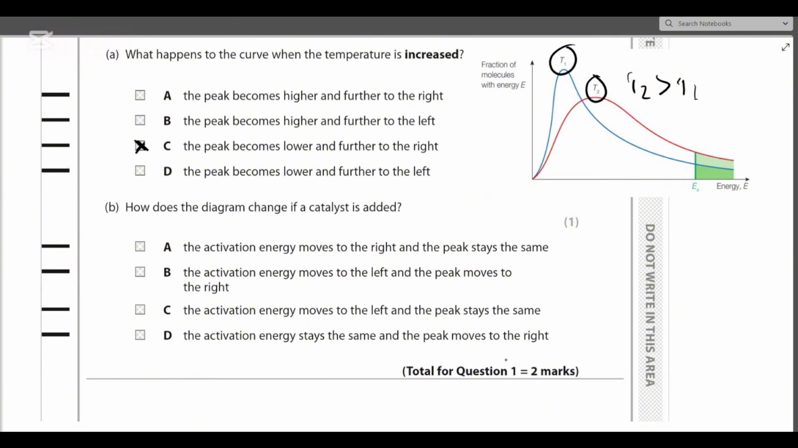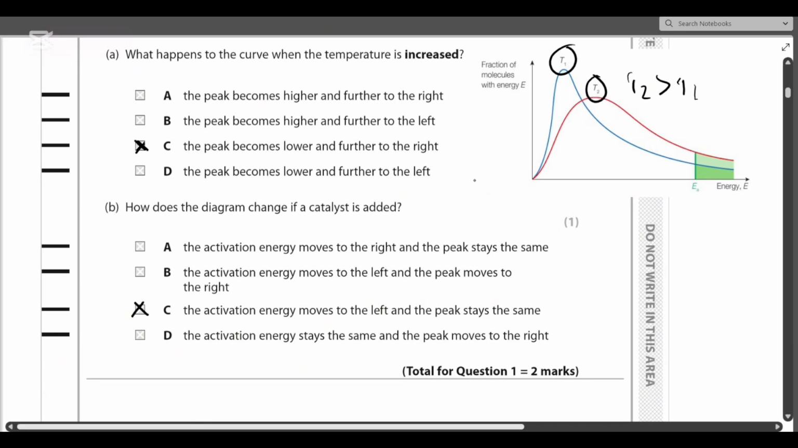This leaves us C and D. Obviously D is incorrect, because we know the activation energy is supposed to decrease. It's not going to stay the same. So D automatically becomes irrelevant, which leaves the correct answer as C, where the activation energy moves to the left and the peak stays the same. This makes sense, because when it moves to the left, this signifies that the activation energy has decreased in its value.